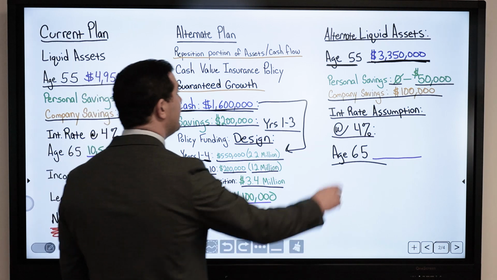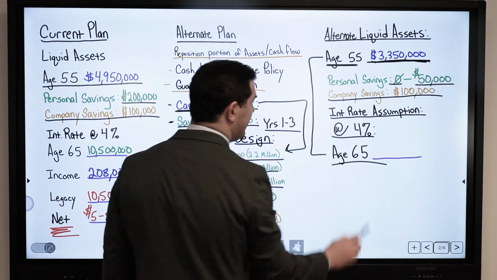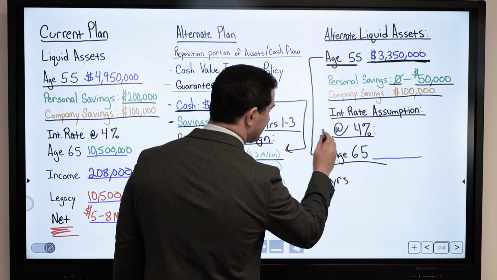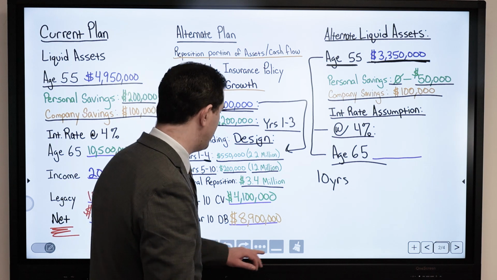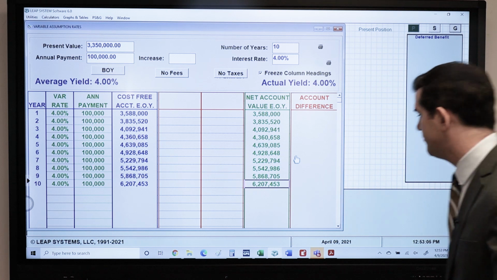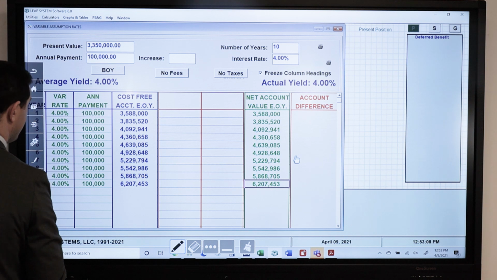So we're going to do the same thing. Take the 3.35 million, age 55 to age 65, that is 10 years. At 4%, what's my actual total amount of money in those other accounts? 3.35 million. Paying in 100,000 per year. That's the company contribution at 4%. There we go. $6.2 million is what that will grow to. 6.2, okay. Not bad, but I've got less to work with now.